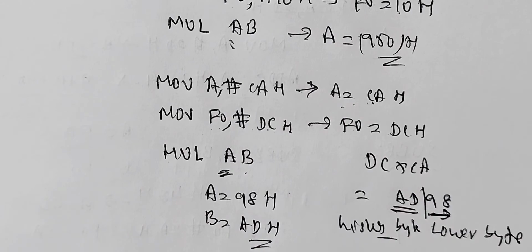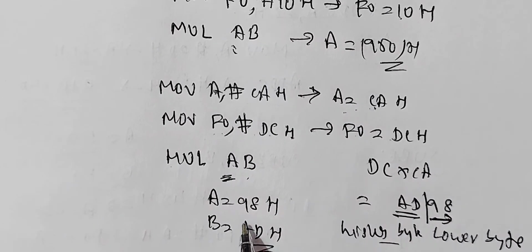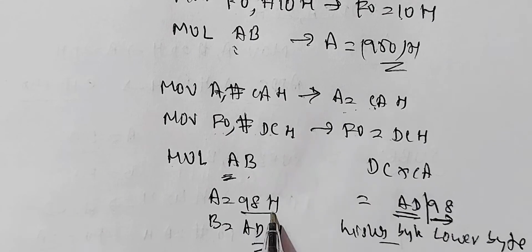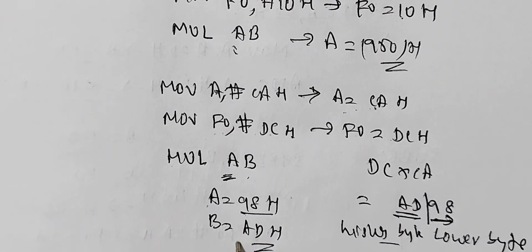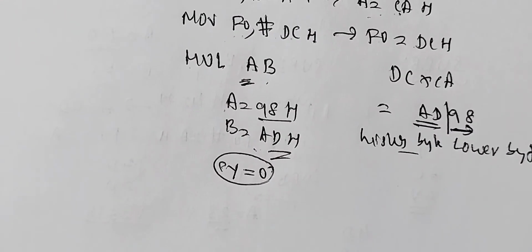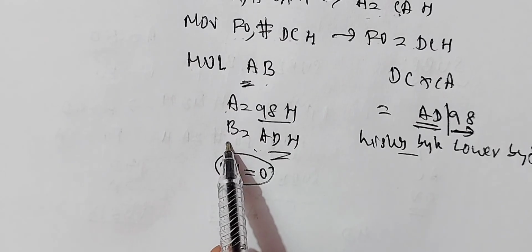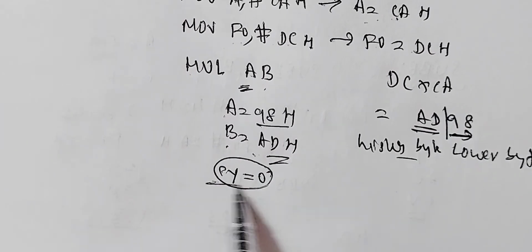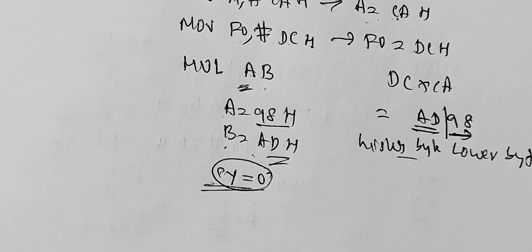So in the multiplication, the lower byte is stored in the register A, the higher byte is stored in the register B, and the carry flag is not considered. It is always 0 because there is no carry. If a carry occurs, it is stored in the register B itself. Therefore, the carry flag is not used in multiplication and also in division. It has to be noted that the carry flag is used only during addition and subtraction.